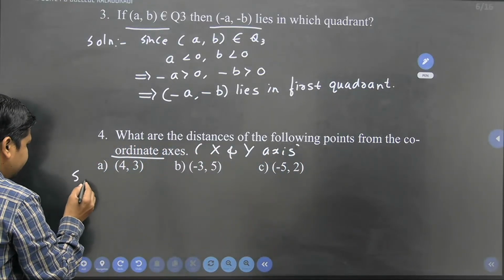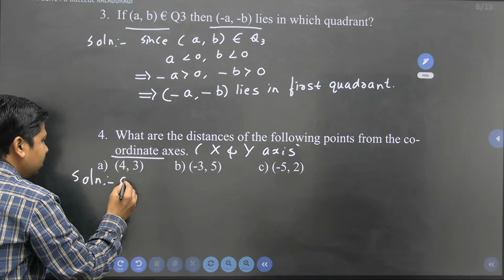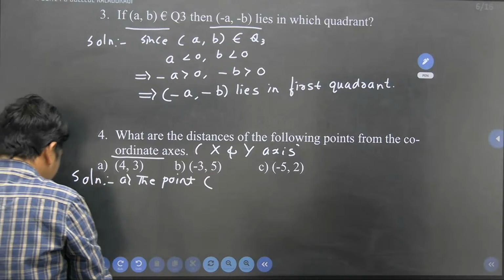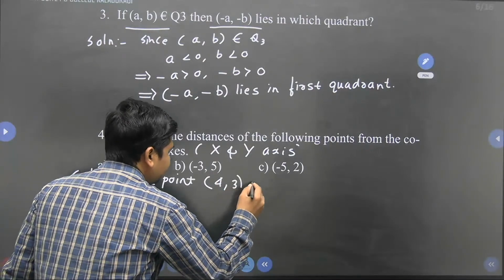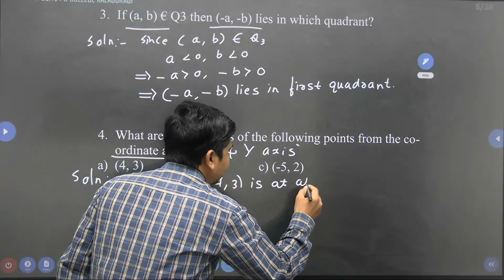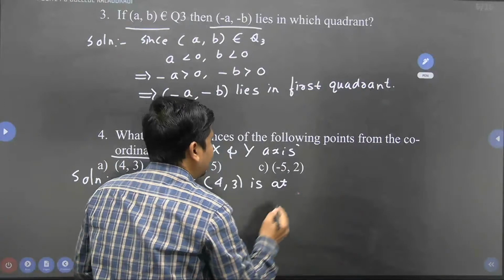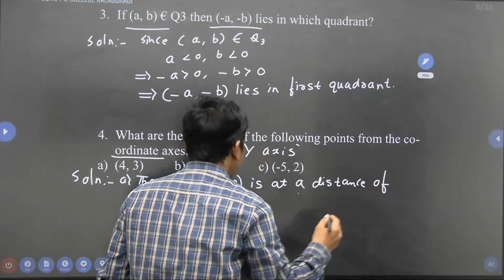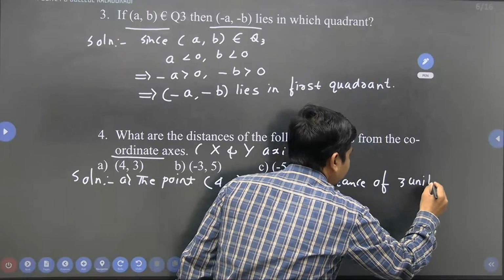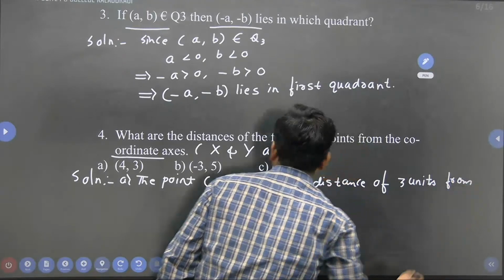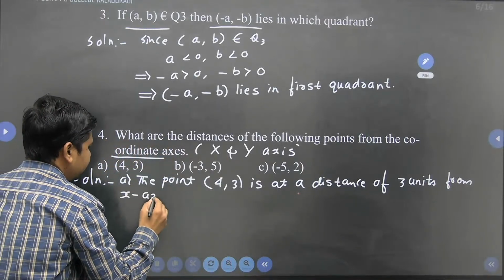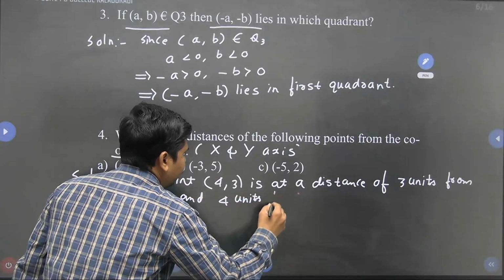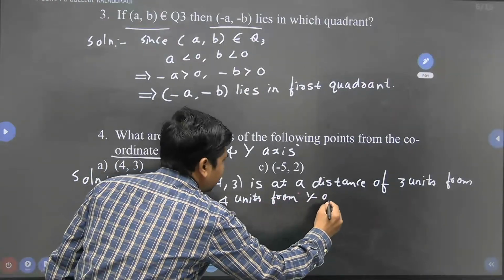First one, the point (4, 3) is at a distance of 3 units from the x-axis and 4 units from the y-axis.